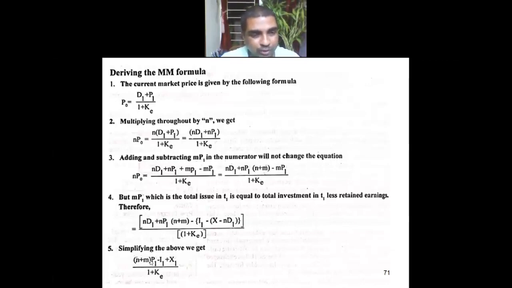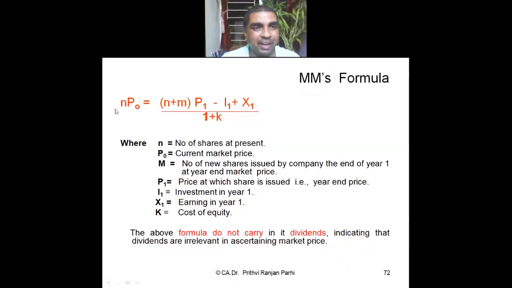Total number of shares into P1. So this is the total equity price, minus the investments required. Whatever investment is required, that cash flow will be going out. So minus I1 plus X1. During the year, this much earnings will be there. So this is the value at the beginning minus investment plus earnings. This is the total cash flow which has to be discounted at 1 plus KE. If I'm discounting, I'll be getting the value of new shares.